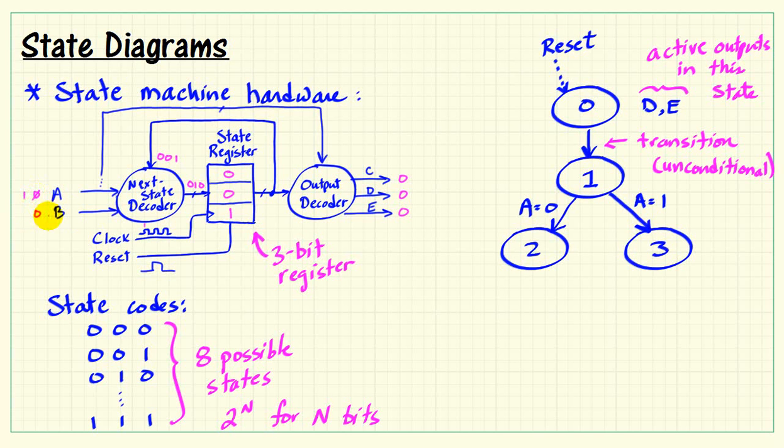However, if input A is in fact 1, then the next state decoder is going to develop the output 011, which would, again, on the clock edge, cause 011 to get dropped into the register, and then we would be in state 3.